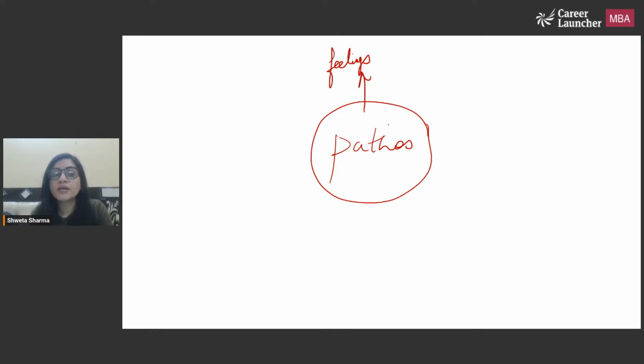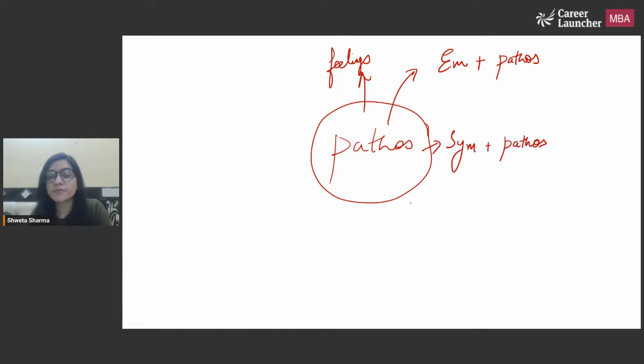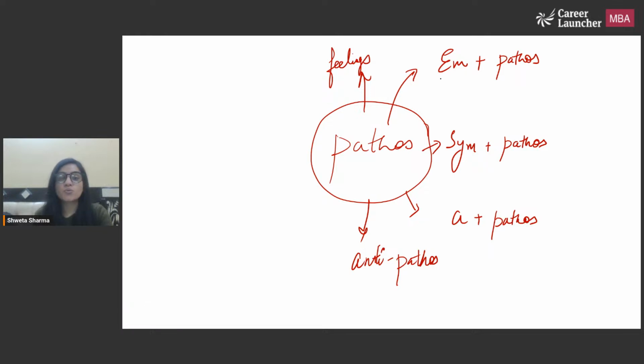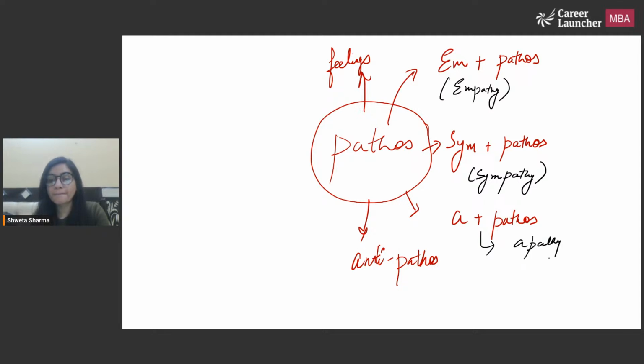How do we get to know? When you add M plus pathos, you get a word. When you add sim plus pathos, you get a word. When you add a to it, there's another word we get, right? When we add anti to it, there's another word we get. And there could be more. So what is the word we get here? Empathy. Here we get sympathy. The word we get here is apathy. And here it is antipathy.